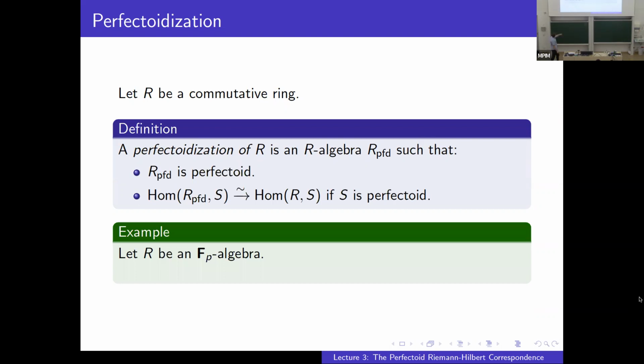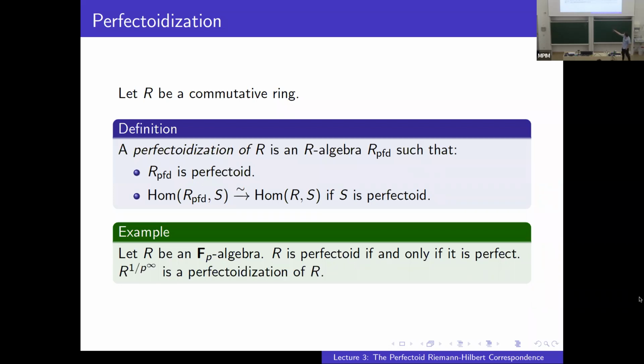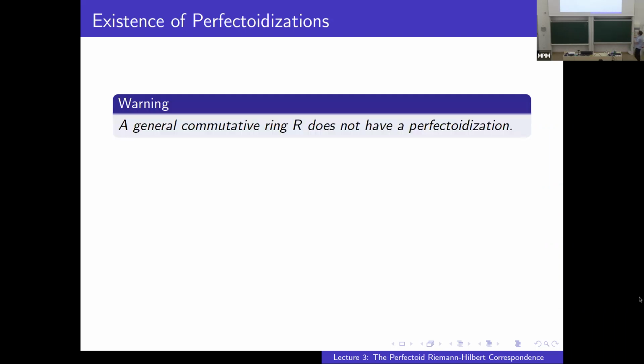So just an example, suppose that R is an F_p-algebra. Then R is perfect if and only if it's perfectoid. And that's true not only for R, but also for any R-algebra. And therefore, the perfection of R in the usual sense is also a perfectoidization of R in the sense of this definition. Okay, so that's a definition, and it's by a universal property. So if a commutative ring R has a perfectoidization, then it's uniquely determined up to isomorphism. But warning, these usually don't exist.